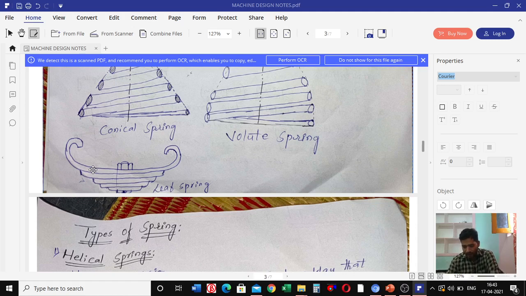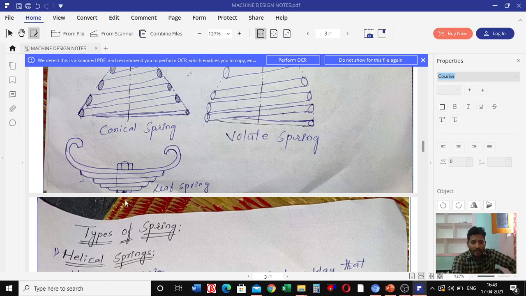Then this flat plate we can say as leaves. This is first, second, third, fourth. We can say as leaves. These leaves are held together by means of U-bolt and center clips. Is it right?